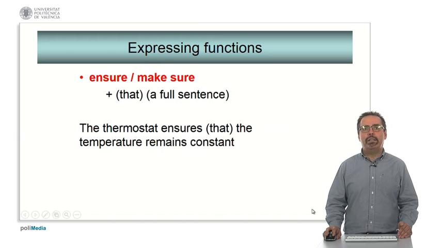The second family of verbs will comprise the verbs ensure or make sure. In this case, they are followed by a full sentence with or without the particle that. In the same example, it can be expressed in a different way with this example. The thermostat ensures that, or without that, the temperature remains constant. Here we have a full sentence after the verbs expressing functions.